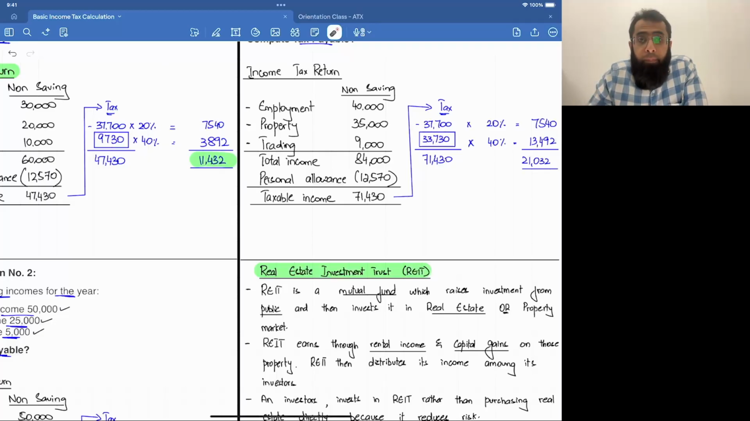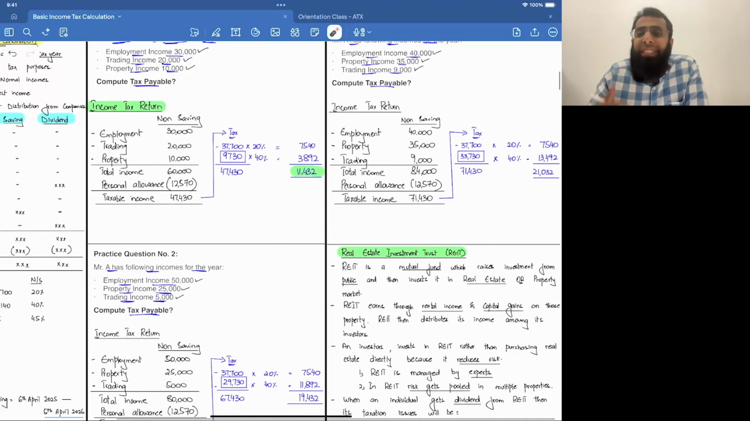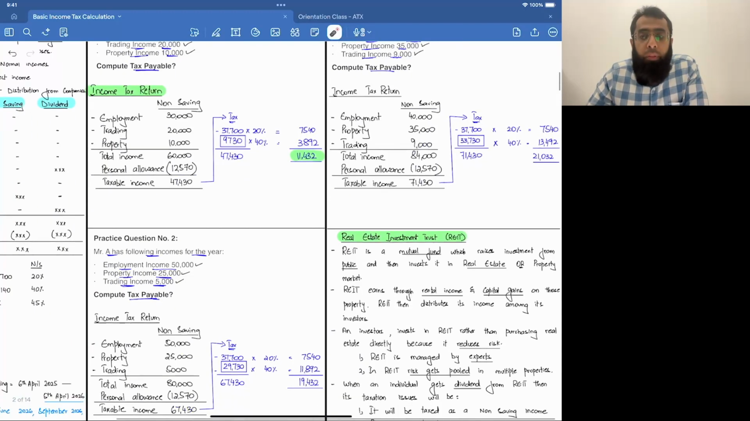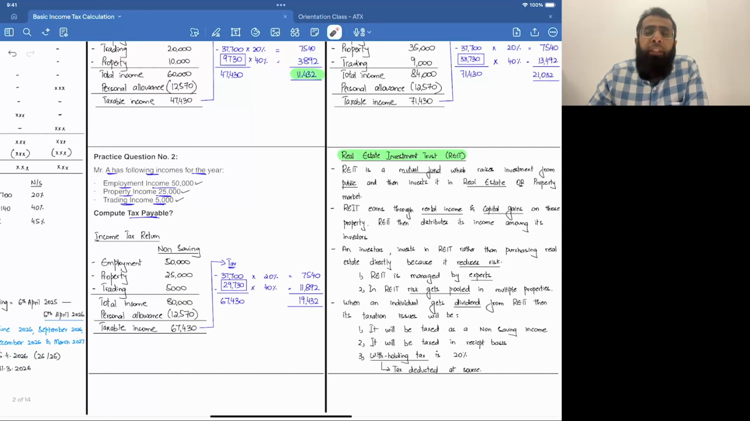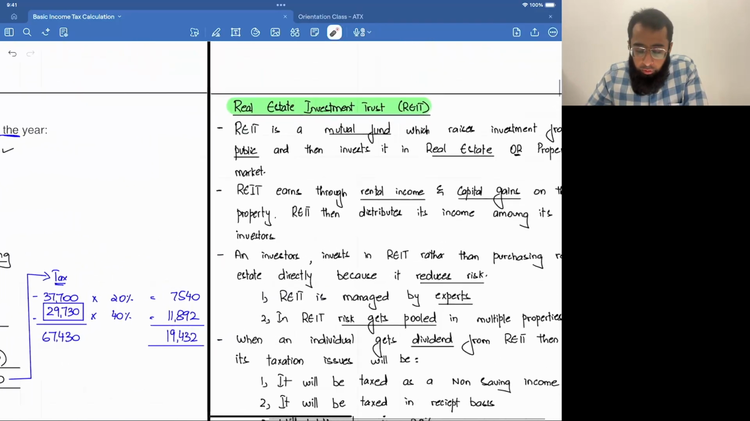Done. So if you look at it, we have just started the basic income tax return. Whatever incomes an individual earns during a tax year, you classify them into non-saving, saving and dividend. All incomes here are non-saving. We call it normal income, except interest income and dividend income, which have their own separate tax rates. Personal allowance, tax bands, you just did 3 practice questions.